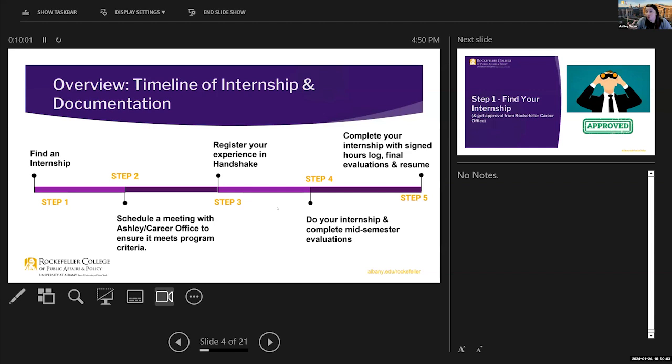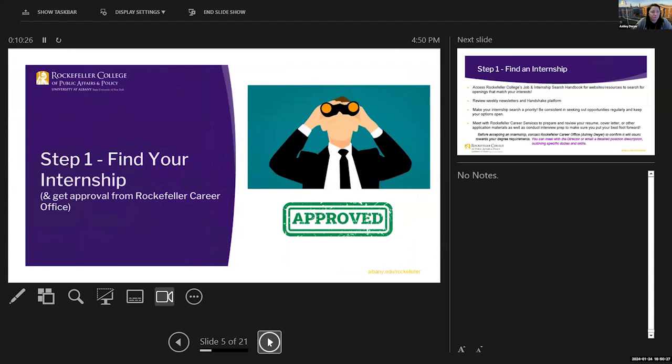The third step is registering your experience on Handshake, and we'll go over that process as well. The fourth step will be completing your internship mid-semester evaluations, and we'll go over those. The final step will be completing your final evaluations, as well as your signed hours log and your resume too. We'll go over all of these pieces. So like I said, step one is finding your internship and getting approval from our office.